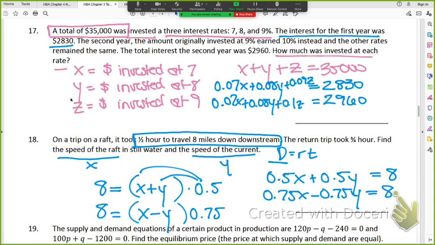Yes, 16 miles per hour is correct. And in still water, it's 12, because the question says find the speed of the raft in still water. So I put still water. Still water is 12. Still water is 20. I was like, if it's still water, the raft doesn't. That's not the answer. Yes, they do. That's not your answer.